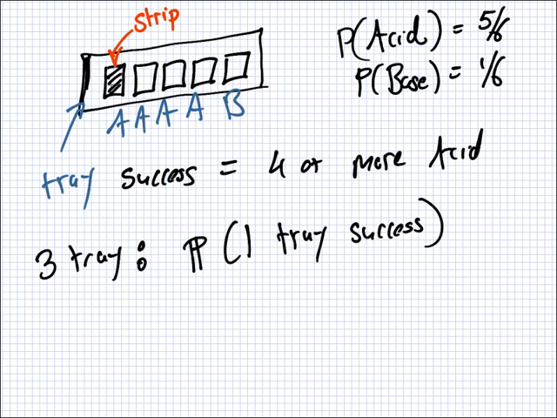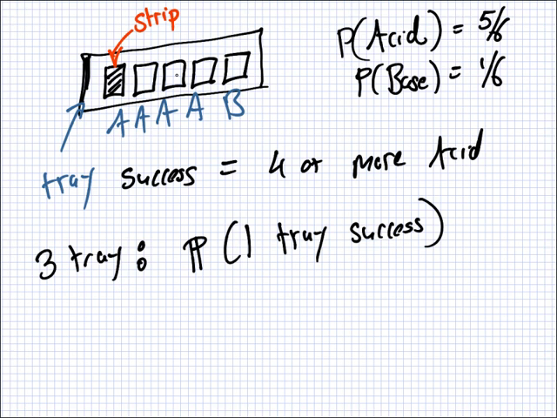Well, what you should first check is what's the probability that a tray will be a success. Yeah, this is a calculation you've done already in a previous example. Do they tell you that the probability of it being the base is the success? Of being an acid. Of being 4 or more acids.